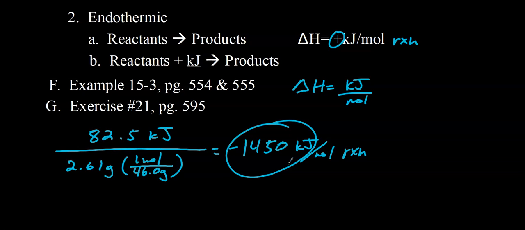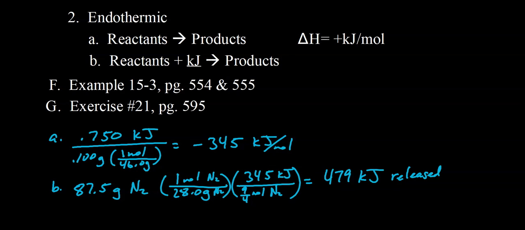All right, go ahead and take a look on page 595, exercise number 21. Go ahead and set that up. Pause the video now. All right, here's our setup. 0.750 kilojoules of energy is released when 0.100 grams of that substance, methyl hydrazine, reacts. So we take total energy released divided by moles of the limiting reactant. Since this reaction is exothermic, we get negative 345 kilojoules per mole, or per mole of reaction. Either way is fine.